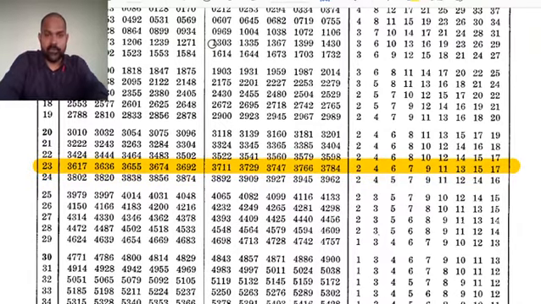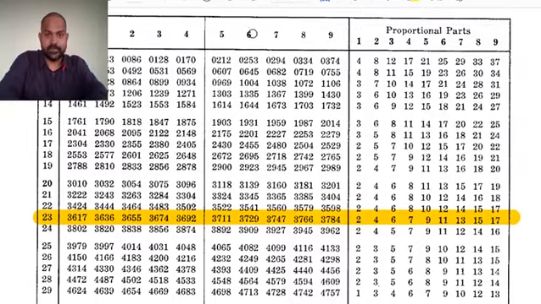Under the 23, we are looking for 6. Do you notice the junction right here? The 23, 6 is 3729. And that is going to be your mantissa. 3729. 23, 6. I hope you've understood it.